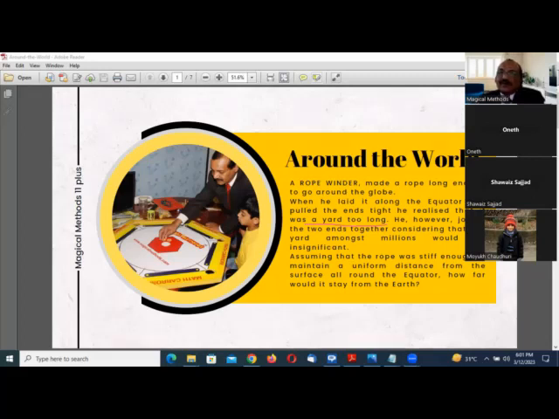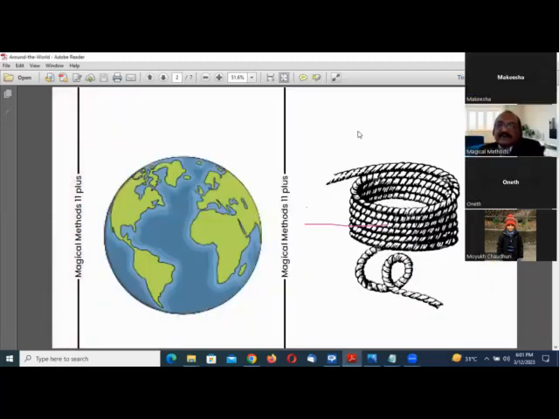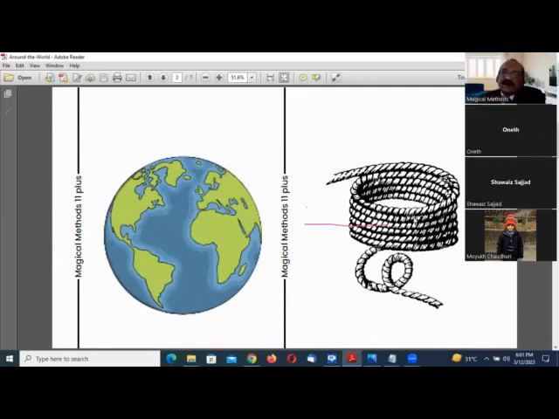Assuming that the rope was stiff enough to maintain a uniform distance from the surface all around the equator, how far would it stay from the earth? So this is the next slide. And here you can see your globe, our earth, and the rope. He made the rope, but he found that the rope is 1 yard longer. Longer than what? Longer than the circumference of the earth. This is what he realized.